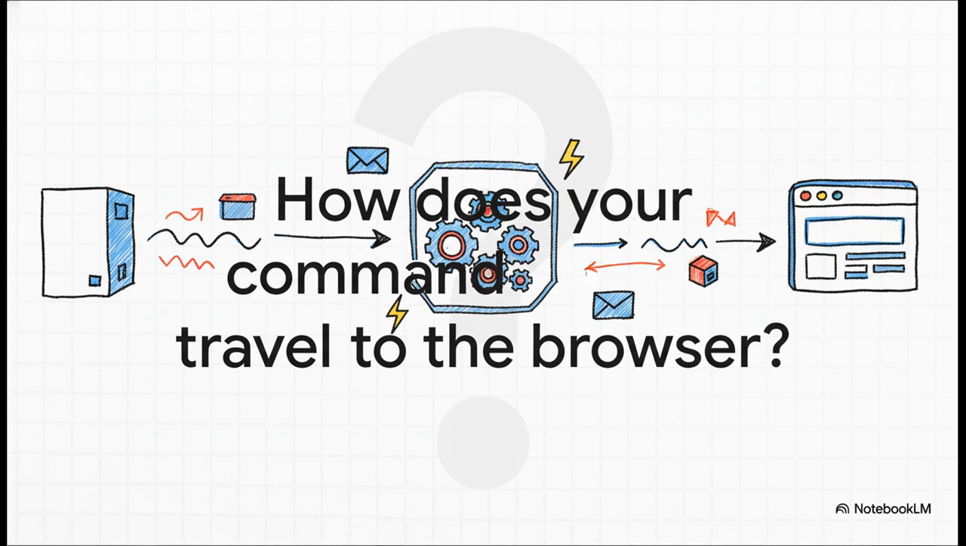And that's the big question, isn't it? Your code can't just reach out and poke the browser directly. There's a whole communication pipeline in between, a protocol that acts like a translator and a delivery service, turning your code into real actions on the screen.